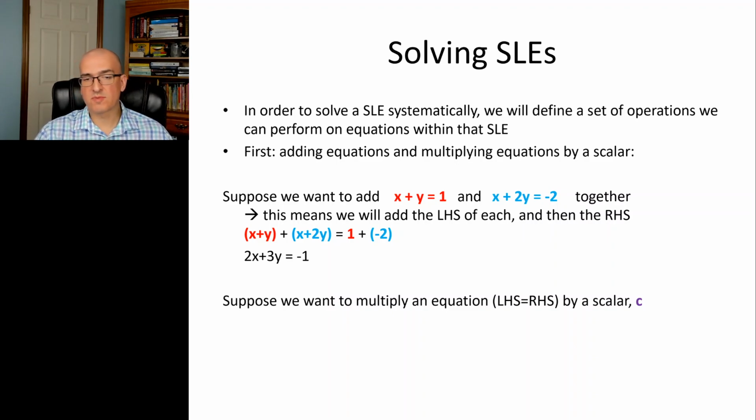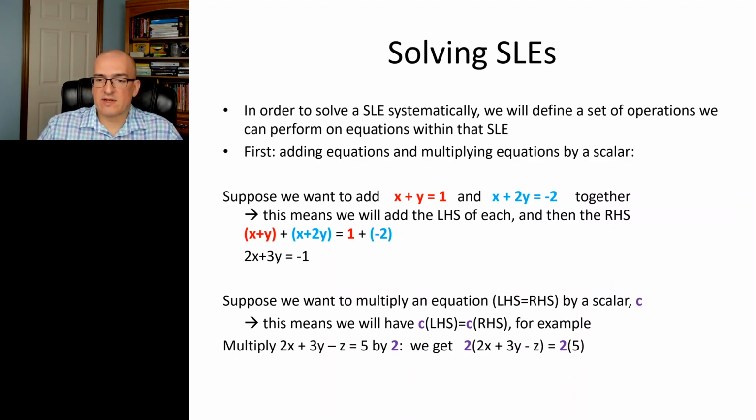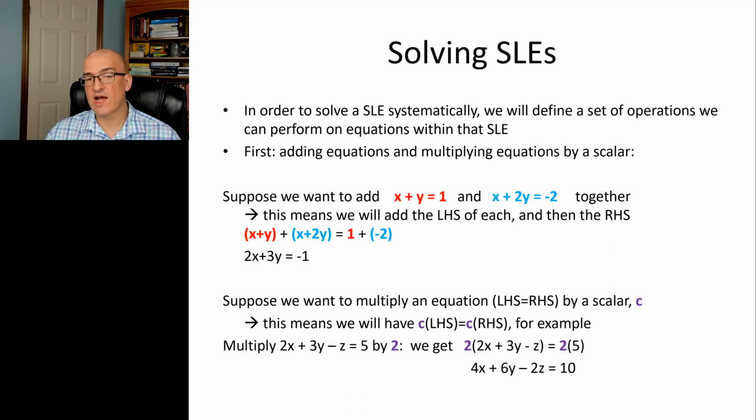We could have also multiplied by a scalar. So let's say I multiplied a third equation, 2x plus 3y minus z is equal to 5, by 2 for some reason. Then I would get 4x plus 6y minus 2z is equal to 10. I have to make sure that each component, each piece of the expression, gets multiplied by that scalar. Otherwise, I no longer have that equal sign being true.